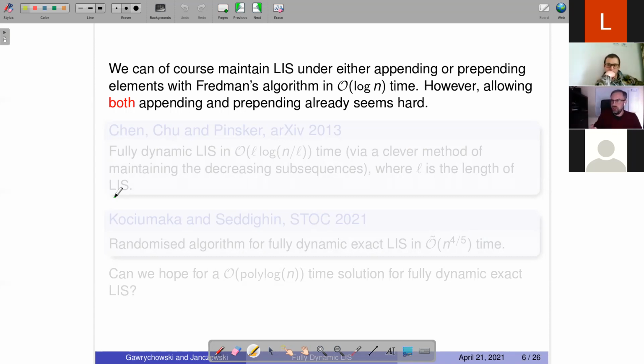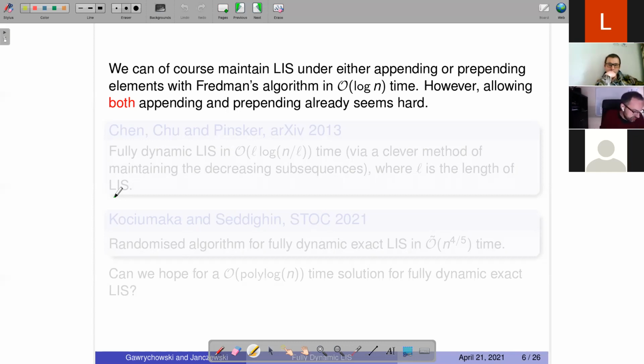Okay, but if you want to implement both prepending and appending, it's really not clear what to do. I mean, how to modify this simple algorithm. It was a very simple algorithm, but it's not clear how to modify it to support both appending and prepending. So even that seems maybe not so easy, and we want to do even more general updates.